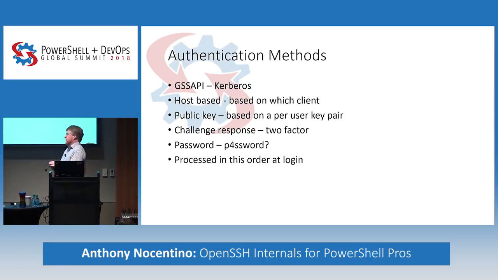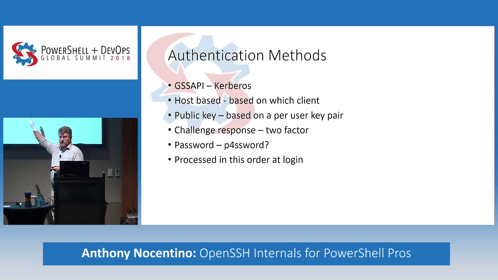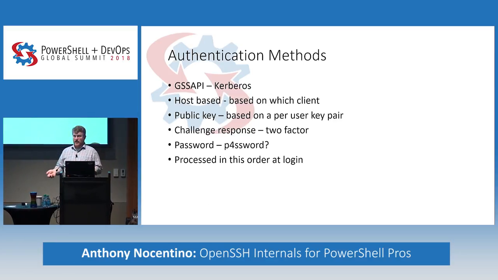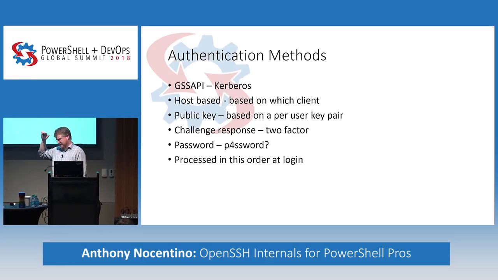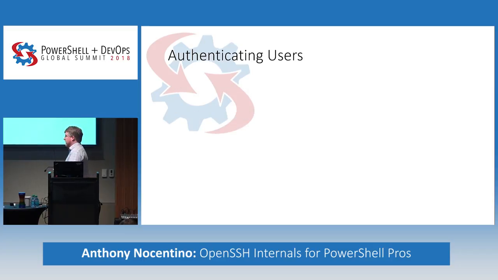Another thing that's very interesting is these are processed in this order from top down, right? How many times have you distributed a key to a system and all of a sudden you get challenged with a password, right? Because something went wrong with the key distribution. This is why, because they are processed in order by default. If you remove password authentication from the lineage of authentication methods for your system, and you had an issue with your public key, then you won't be able to get in, right? Because you don't have that authentication model enabled. So make good choices when you figure out how to do that.